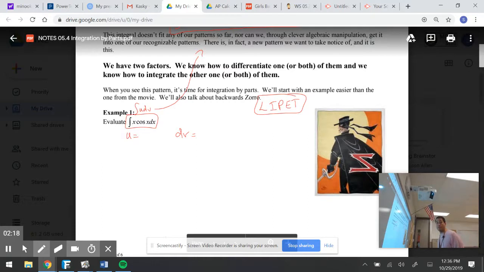All right, and u is going to be whatever comes first: logs, inverse trigs, polynomials, exponentials, or trigs. And there's no logs in this one. There's no inverse trigs in this one, but there is a polynomial. So that is what I'm going to let my u equal.